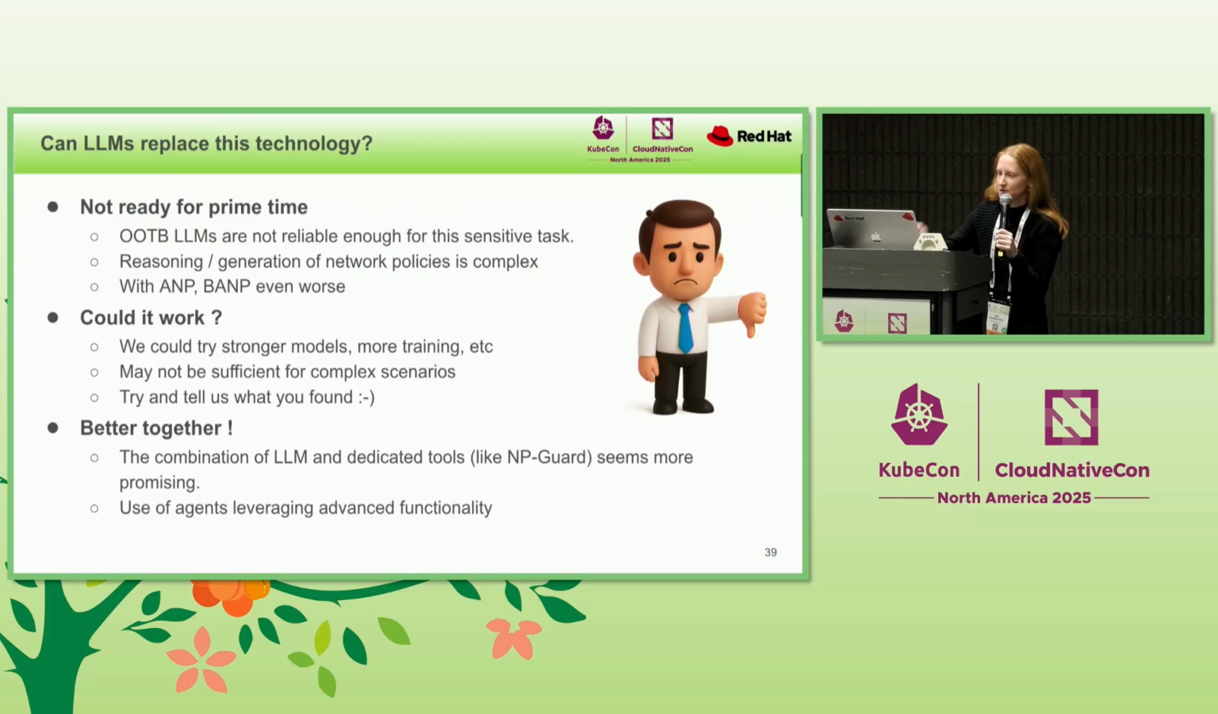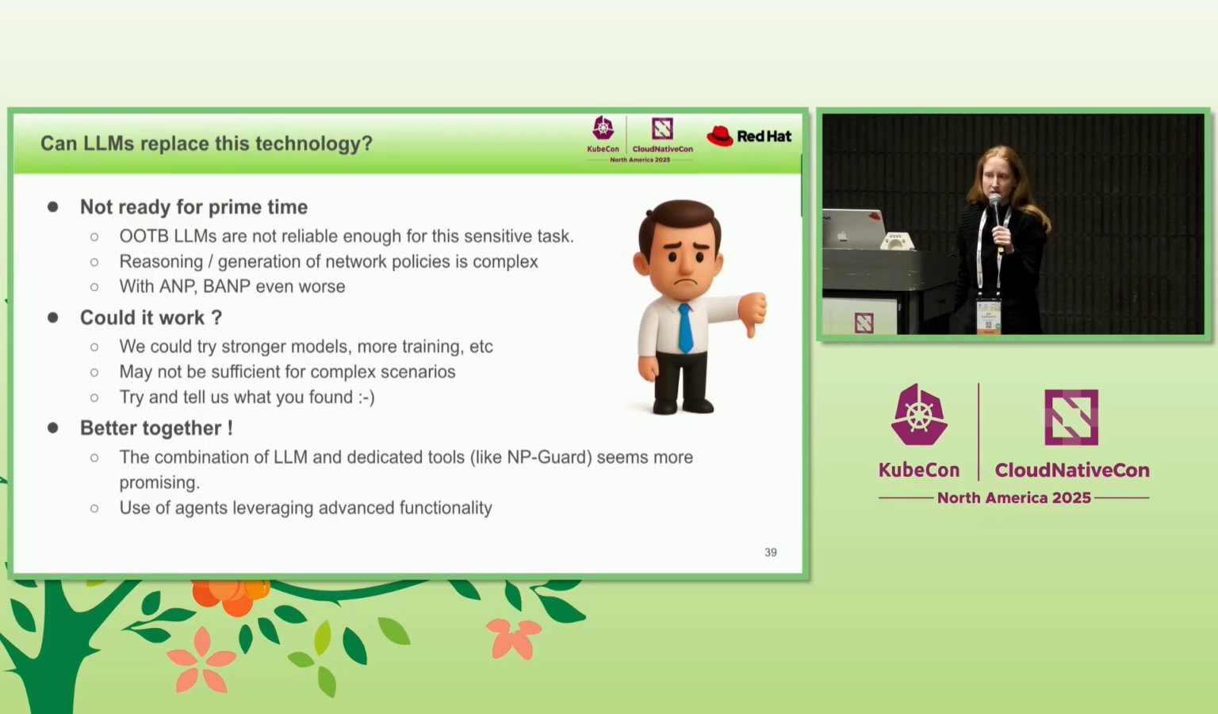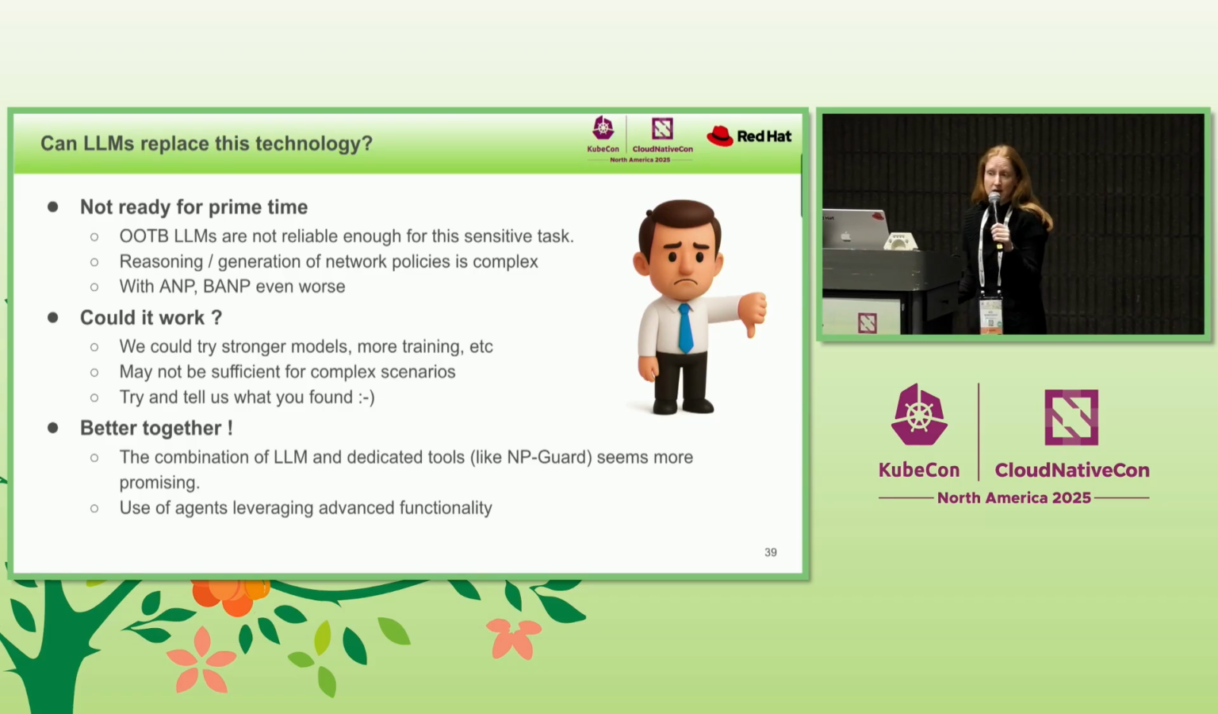So to conclude, in this experiment, the policies analysis and generation was not good enough by those models that we used. With admin network policies, it can get even worse. It's much more complex reasoning. We could get it better probably with more training, with stronger models, but this still may not be sufficient for complex scenarios. So we believe that a combination of analytical tools like NPGuard and LLMs can be more promising, like using this as tools for agents, and this requires further investigation and research.